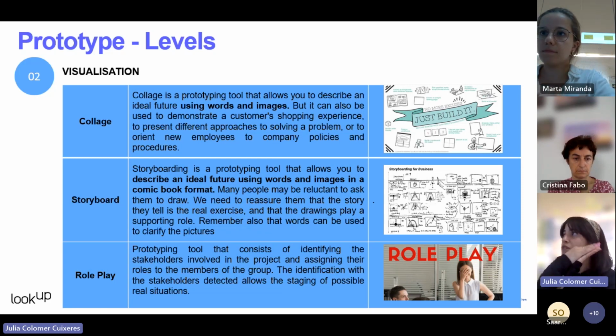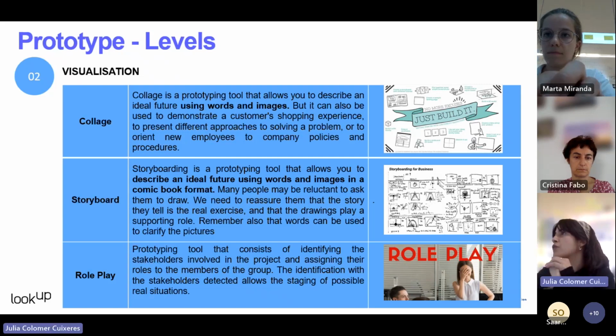Then of course we have the storyboard, which is more or less the same as the videos I showed, but in this case it's drawing as well and writing the steps and the stages chronologically.